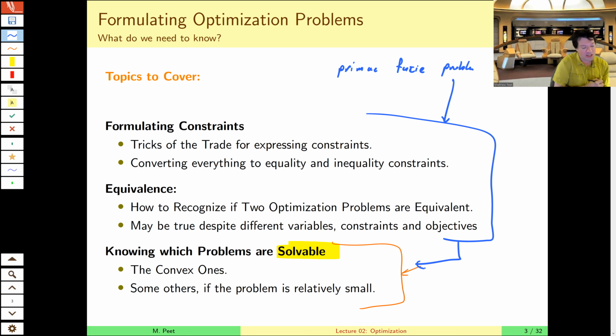So basically, I'll just tell you, the solvable ones are convex optimization problems. We haven't defined what a convex optimization problem is. That'll come at the end of the lecture. But know that there is a class of solvable optimization problems called convex optimization problems, and your constraints and your objective have to meet certain criteria in order to be considered convex optimization. So convex objective, basically, and convex constraints.